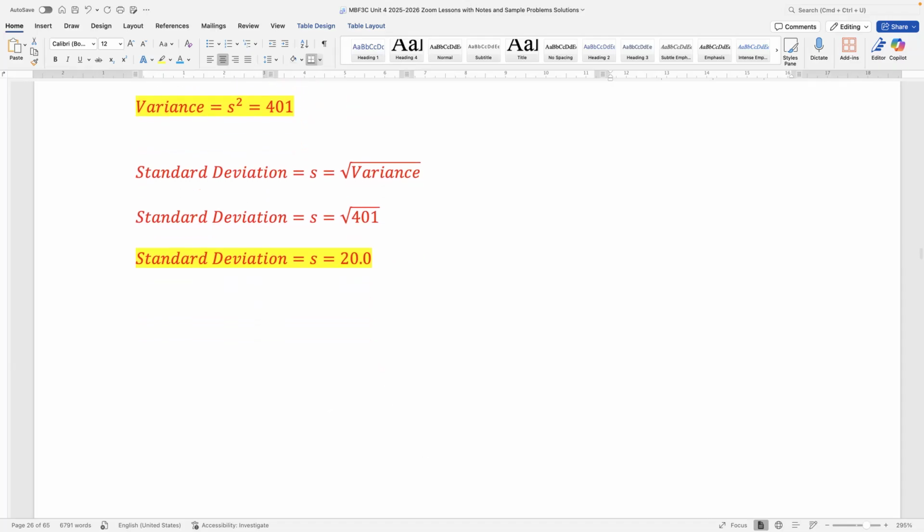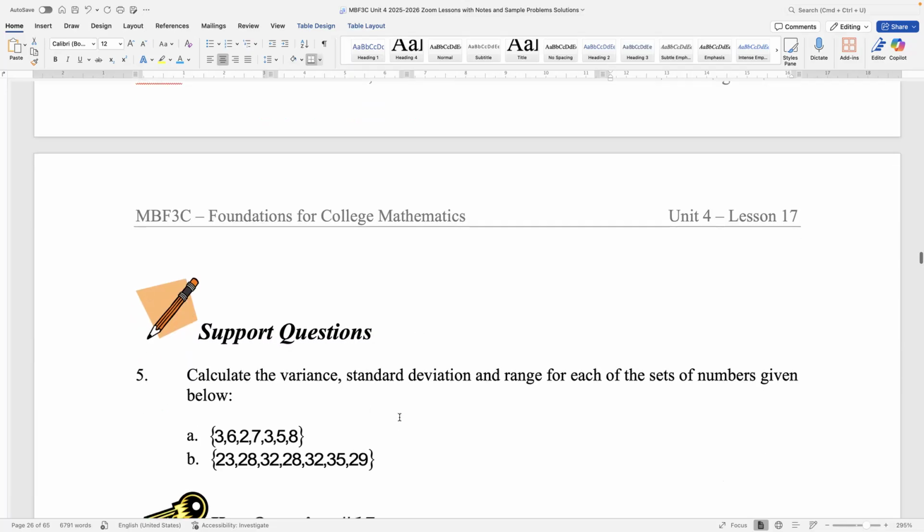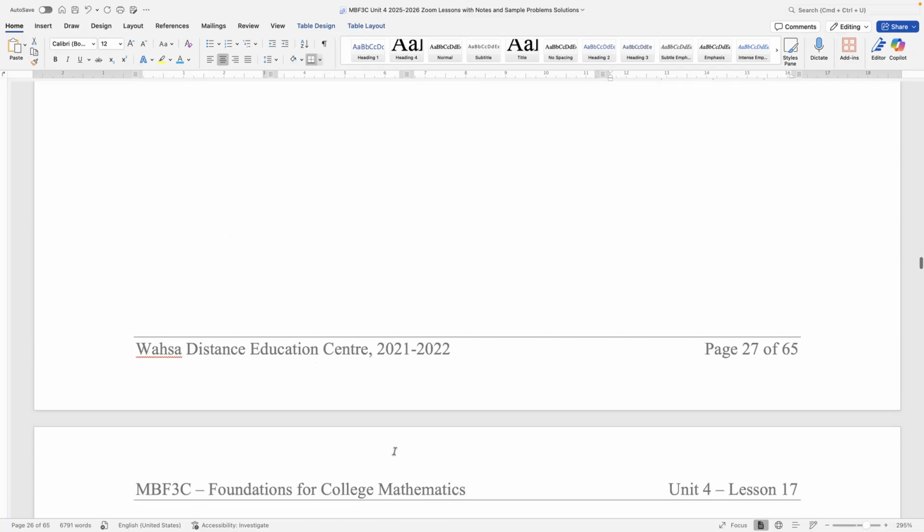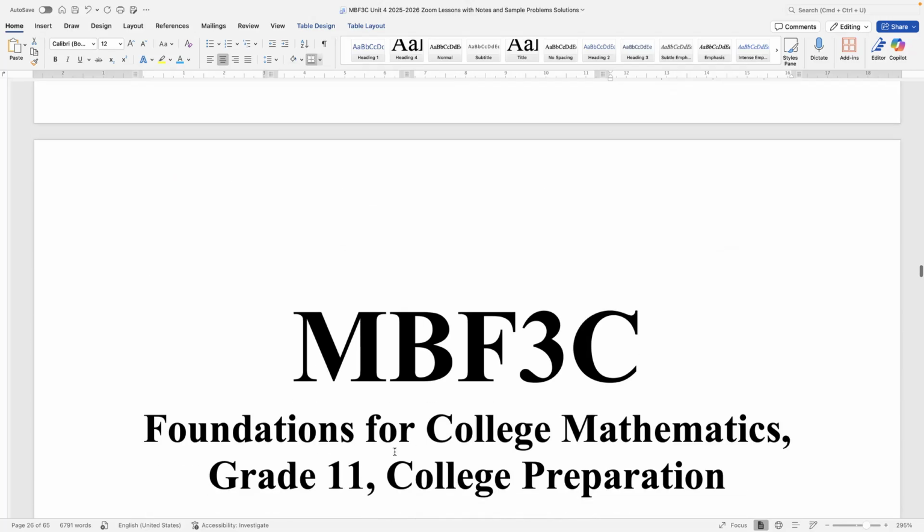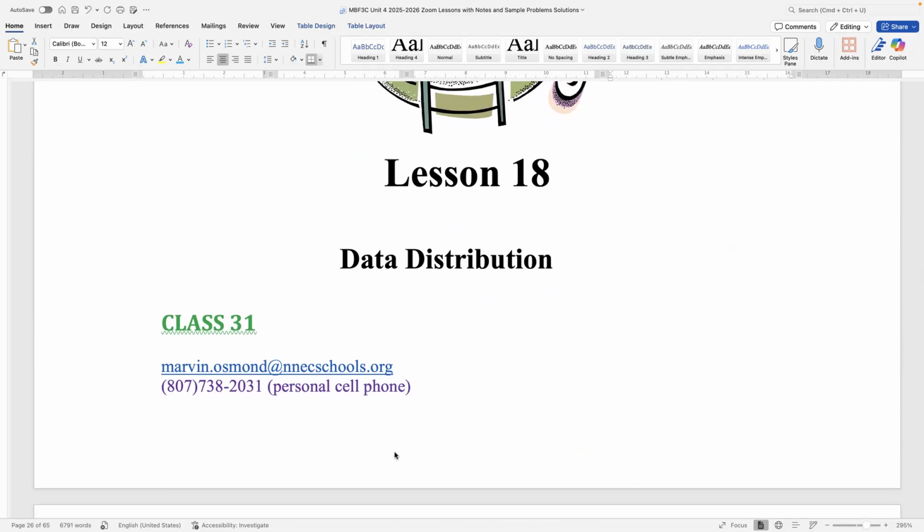So now we're going to move down and on to the next lesson, lesson number 18. And it is titled Data Distribution. And in distribution, we're going to be looking at different types of graphs, okay, and how those represent data. We're looking at tables or charts, and then we're going to graph the data. And the reason why we like to use graphs is it gives us a visual of all of the numbers.